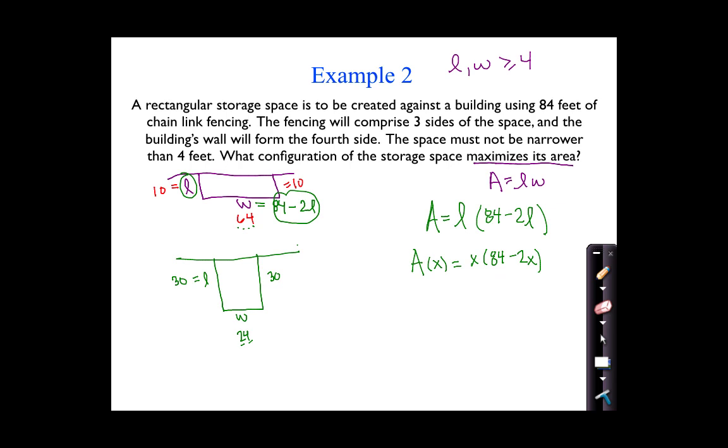So we know length and width both have to be greater than or equal to 4, which in terms of x here, I would need x to be greater than or equal to 4. And I'd also need the width, 84 minus 2x, to be greater than or equal to 4, which would be, what, 80 is greater than or equal to 2x. So x is less than or equal to 40. 40 is greater than or equal to x. So x is between 4 and 40, in other words.